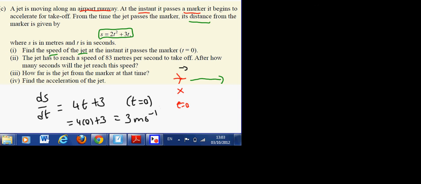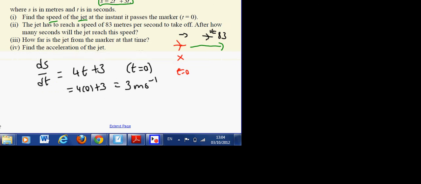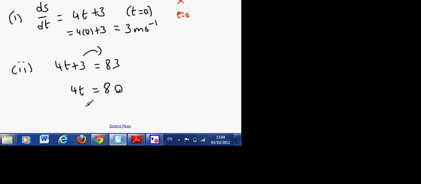That's the first part. Now, the plane moves further down the runway and eventually reaches a speed of 83. So, in order to do this, what we say is 4t plus 3, that's the speed equation, equals 83. 4t must equal 80, which means after 20 seconds, the plane has gone 20 seconds down the runway, and eventually it's gone 83 meters per second.